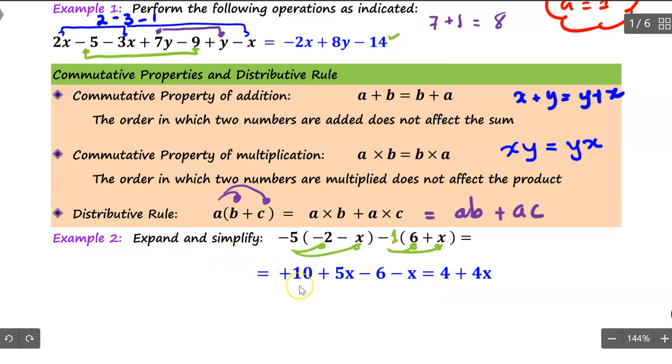Okay? So now you simplify. It means that you have to collect the like terms. If there are like terms, you have to perform the operations on the coefficients. So here I have 5 subtract 1. Therefore I have positive 4x. 10 subtract 6, I have positive 4. So that's why I have this, and that's why I have that.